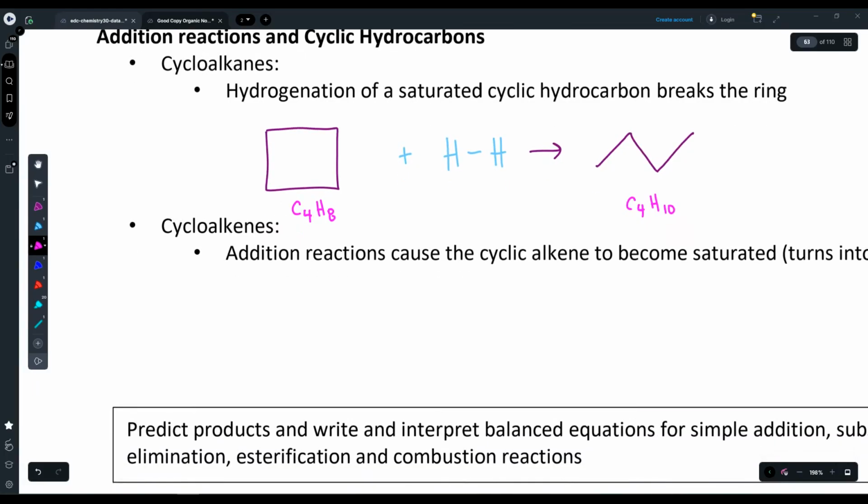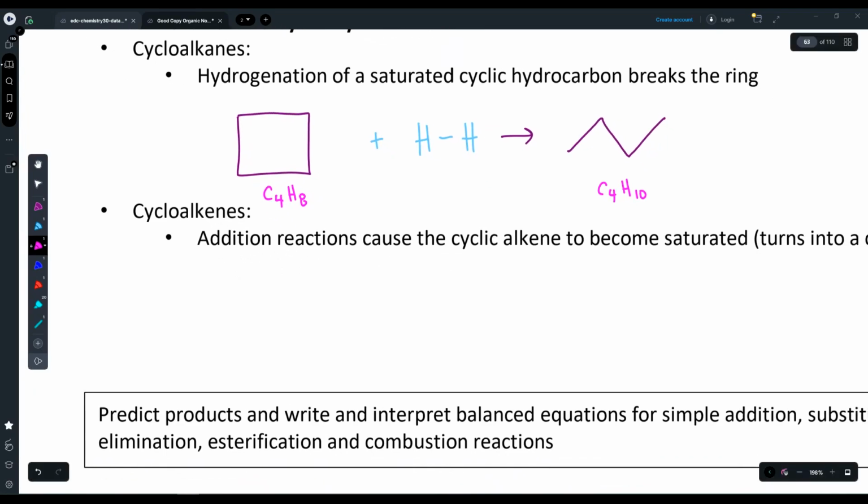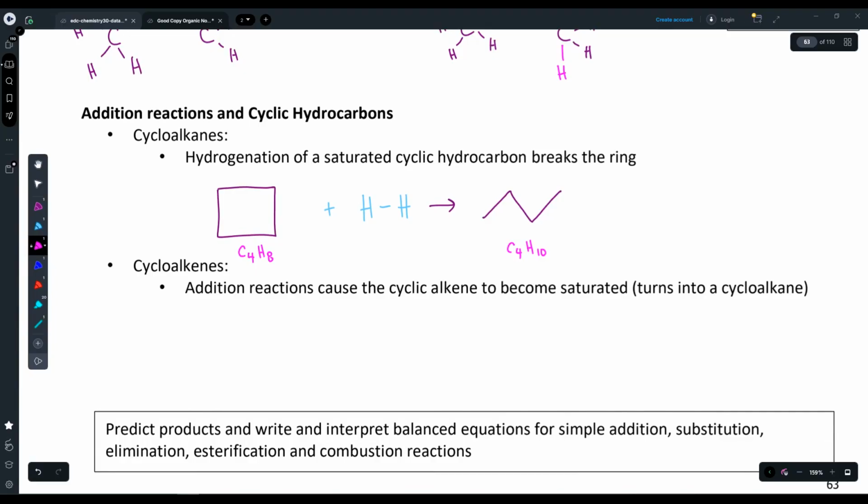Okay, for cycloalkenes, that's a cyclic compound with a double bond in it, addition reactions are going to cause the alkene to become saturated. Essentially the addition reaction is going to use up that double bond and turn it into a single bond.